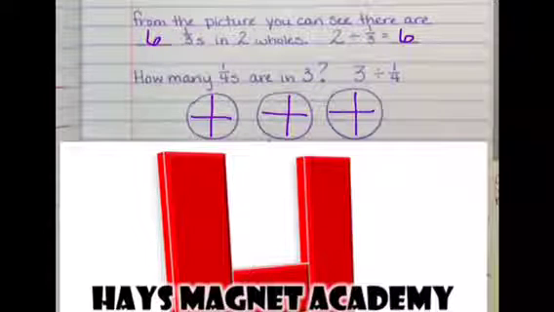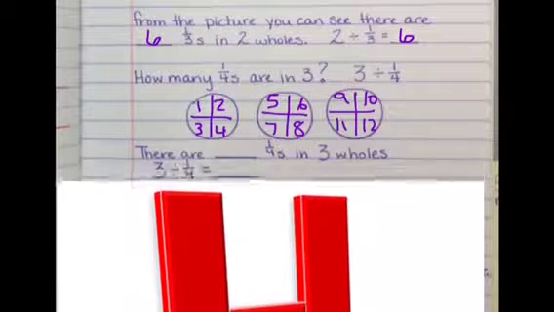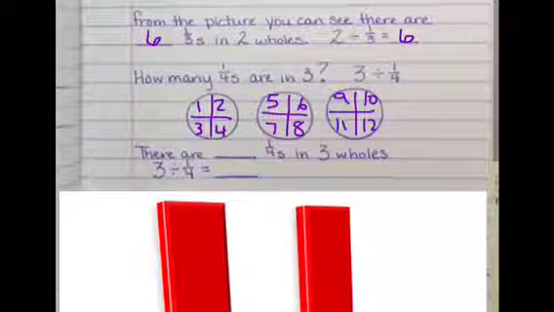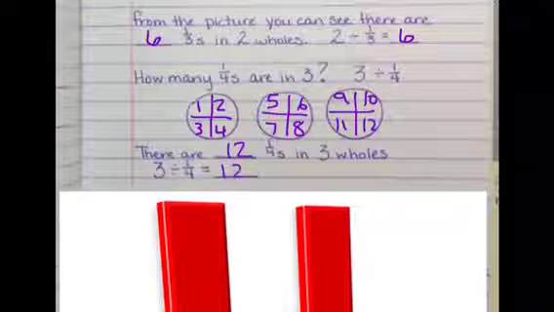You can count them up and we would get 12 pieces. There are 12 pieces, 12 fourths in 3 wholes. So 3 divided by 1/4 is 12. So now we can write our rule for division.